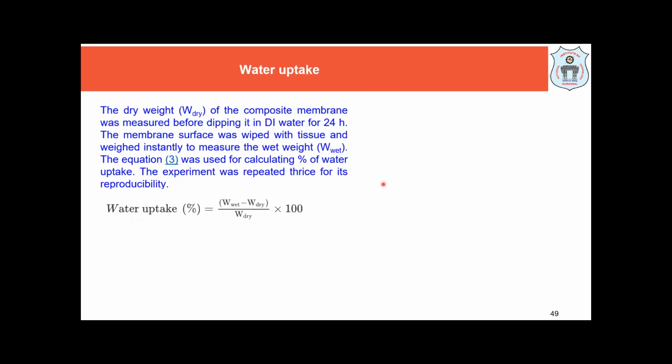And what is the water uptake? You can take a dry weight of the composite membrane, which will be measured before dipping it in distilled water for 24 hours. The membrane surface will be wiped with tissue and weighed instantly to measure the wet weight. And whatever the increase in weight is, we can get it as water uptake percentage.